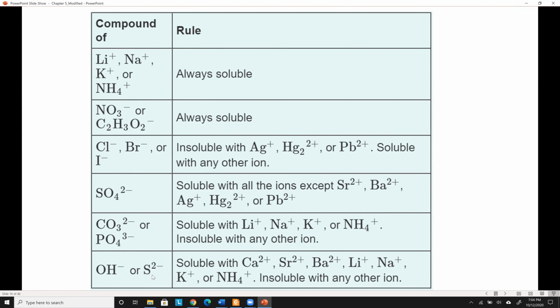So also you have hydroxide and sulfide, soluble with all of these, insoluble with everything else. For hydroxide, it's basically telling you if it's not in group 1A or some of the 2A's, then it's insoluble, which this rule is technically not that true. Like iron hydroxide is, so solubility, I'll tell you right now, solubility isn't on and off.